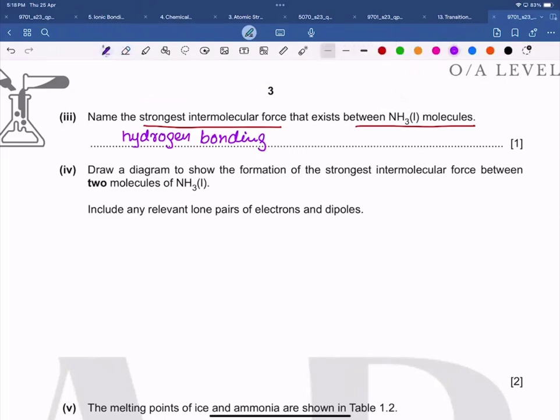So covalent compounds dissolve in water due to two reasons. One is they can form hydrogen bonds with the water. That's why they dissolve. What is the other reason?